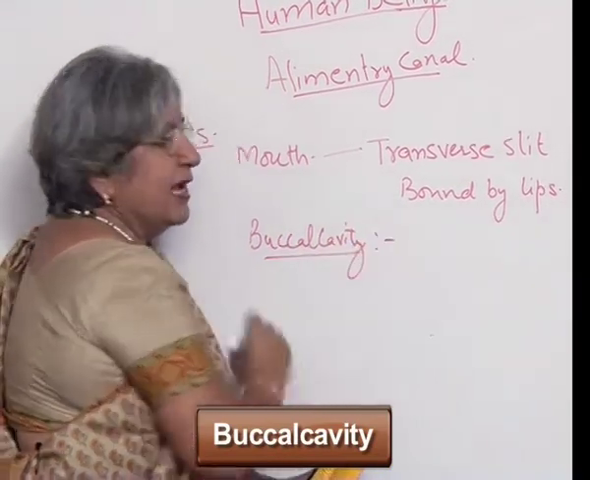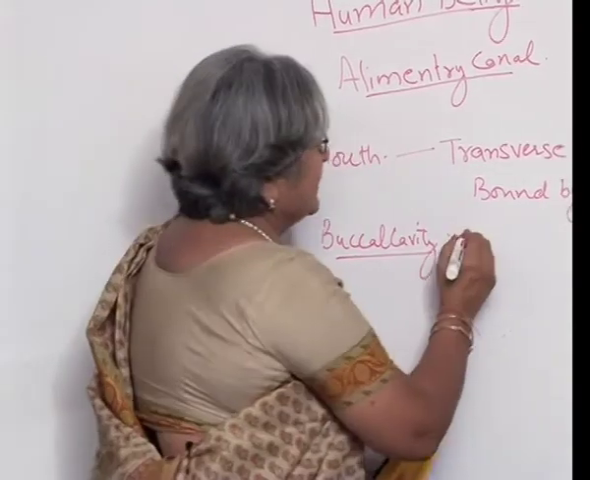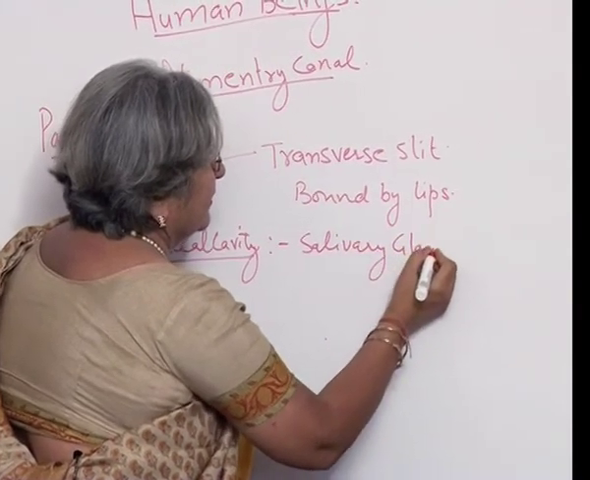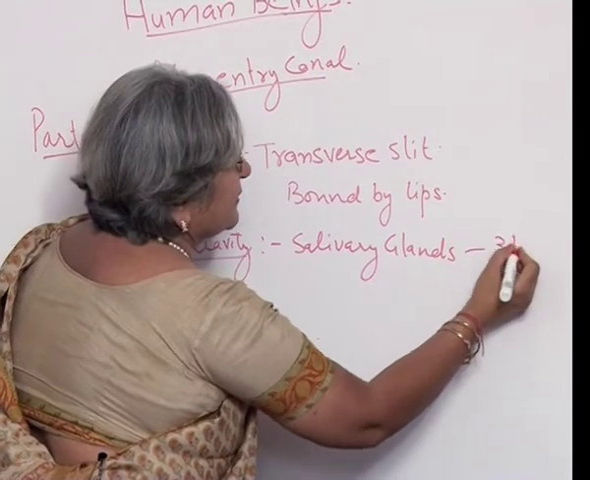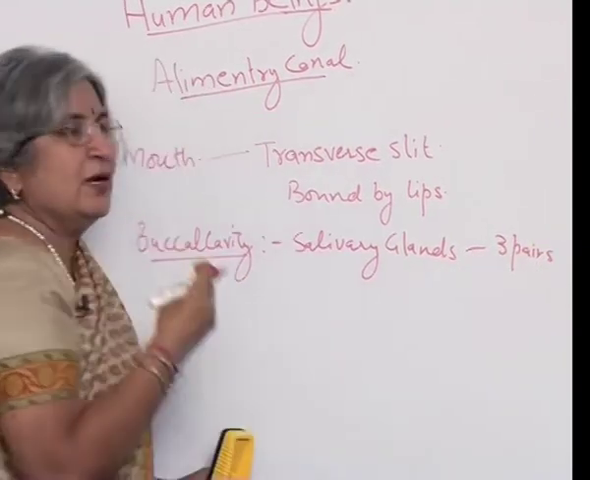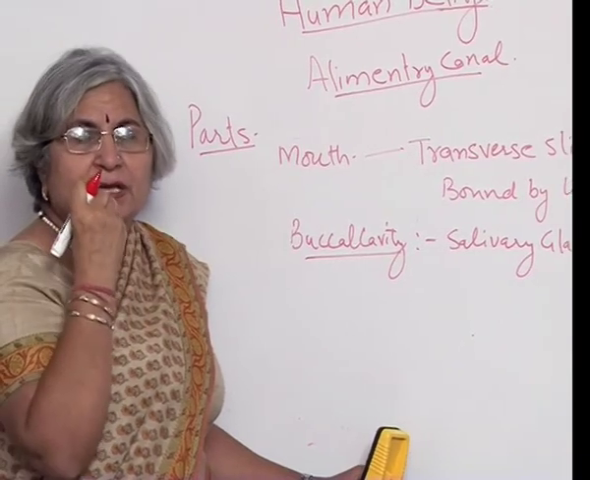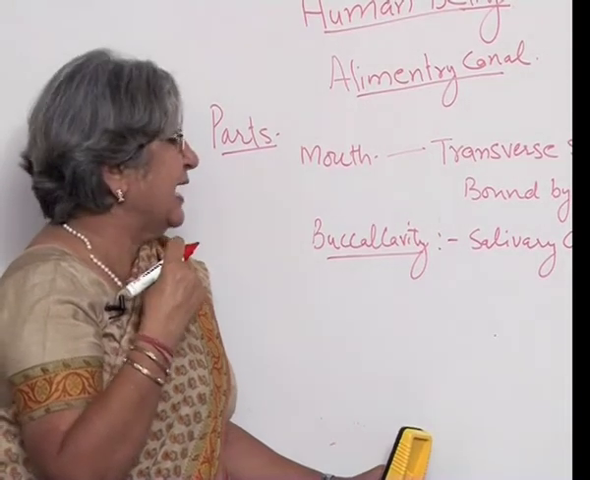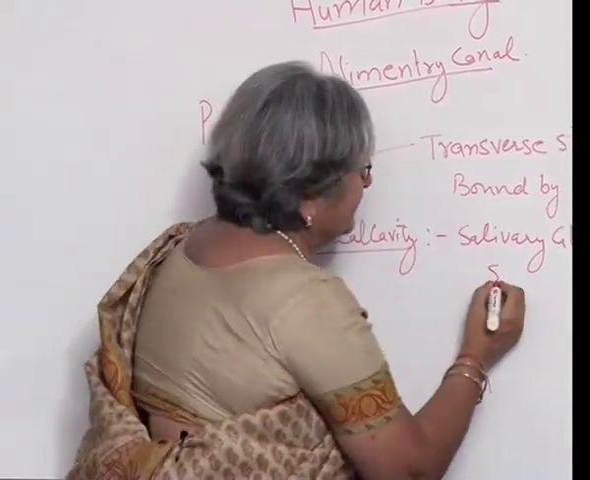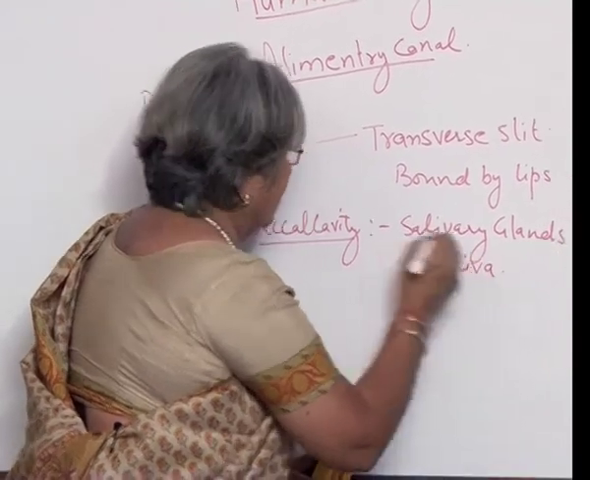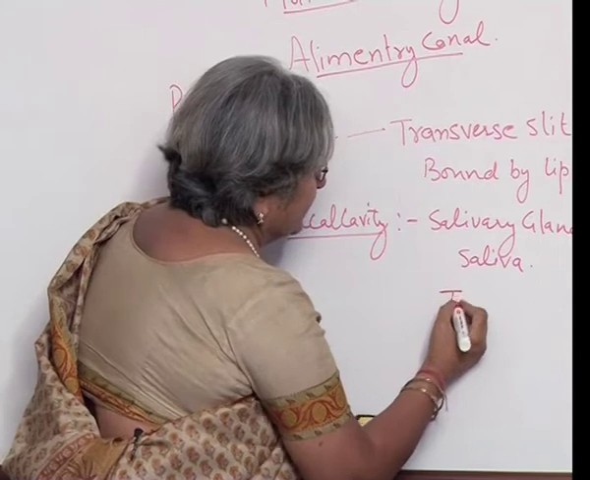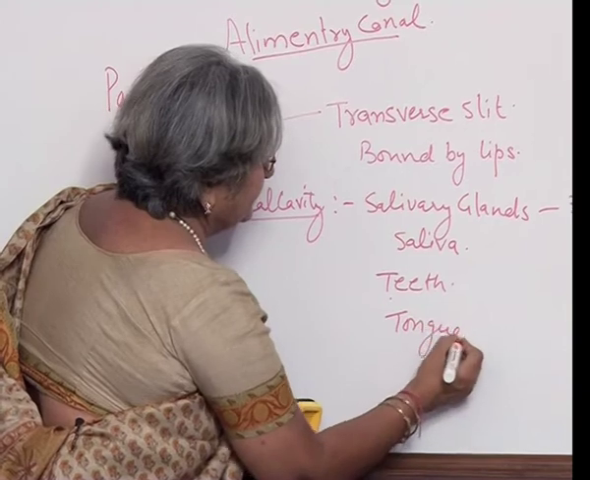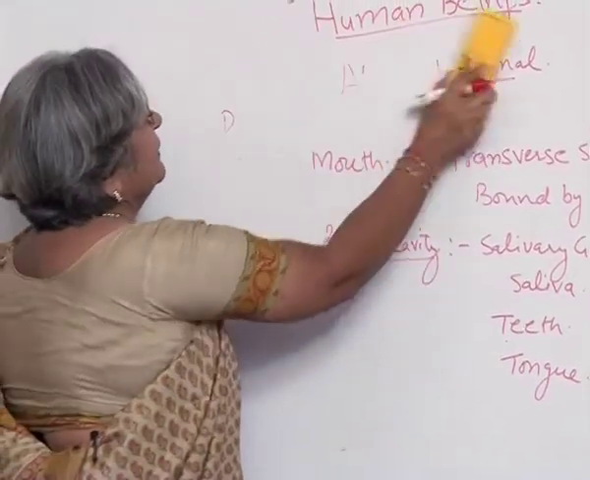Buccal cavity has many things. One is salivary glands. There are three pairs. One is below the tongue, one is below the jaw and one is below the ears. These three glands, they produce saliva. Then there are teeth, and then there is tongue. Now we will take up teeth.